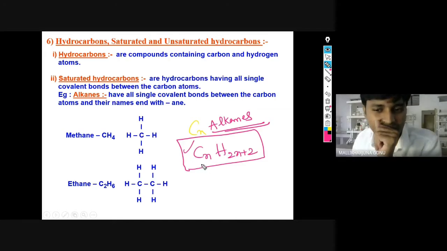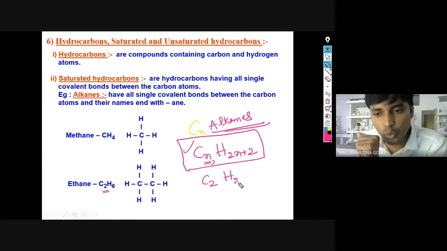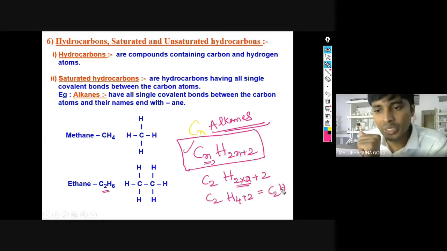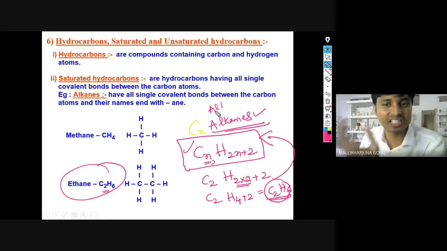What is the general formula? CnH2n plus 2. For example, what is n? Number of carbons. So C2 I have taken, for example. So for C2, you have to put the value of n there. Means 2 into n value, how much here? 2n plus 2. C2H, 2 into 2, how much did it become? 4 plus 2. How much did it become now? C2H6. So that means this is matching with this formula. So that is the alkane. So that's how we have different formulas for alkanes, different formulas for alkenes, different for alkynes. Hope it is clear. Take this formula in your notes, CnH2n plus 2.